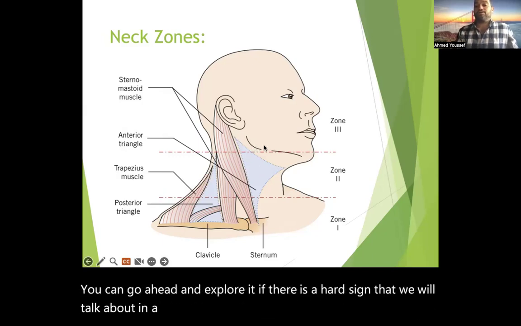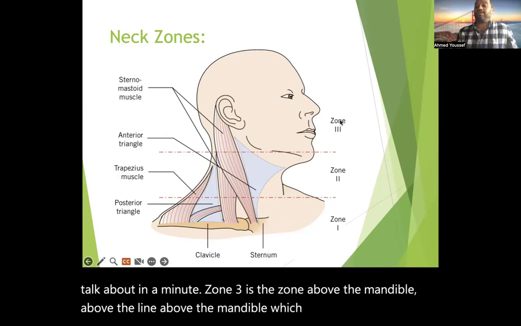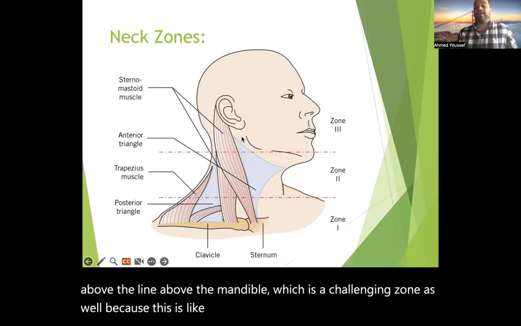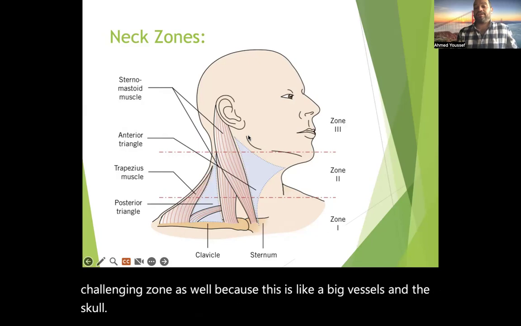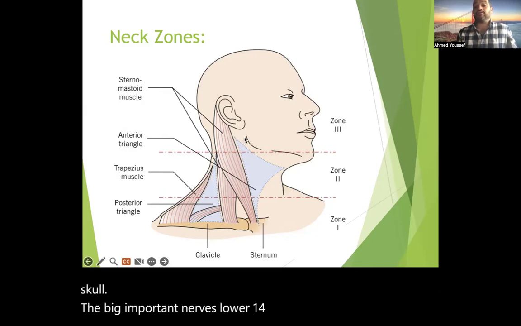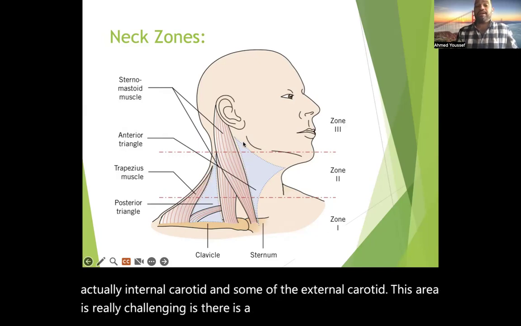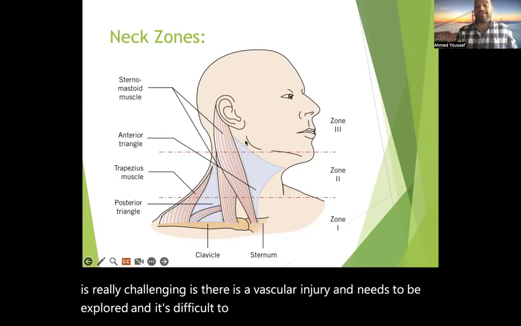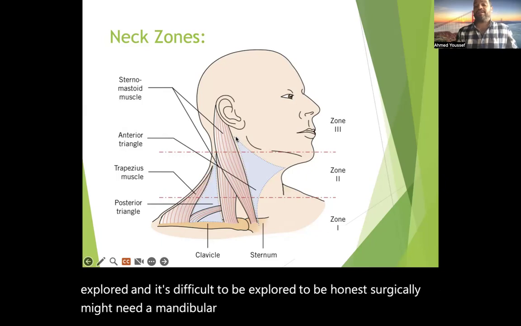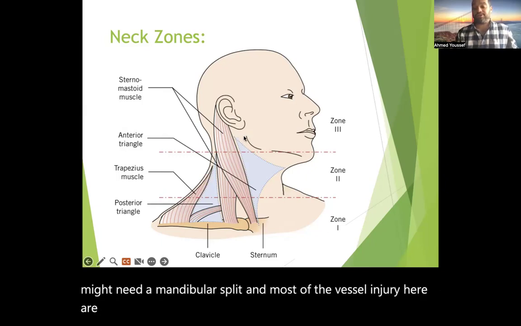Zone 3 is the zone above the line above the mandible, which is a challenging zone as well because there are big vessels and the skull base, important nerves, lower cranial nerves, and jugular and carotid, actually internal carotid and some of the external carotid. This area is really challenging. If there is a vascular injury and it needs to be explored, it's difficult to explore, to be honest, surgically. It might need a mandibular split, and most of the vessel injuries here are managed by interventional radiology.